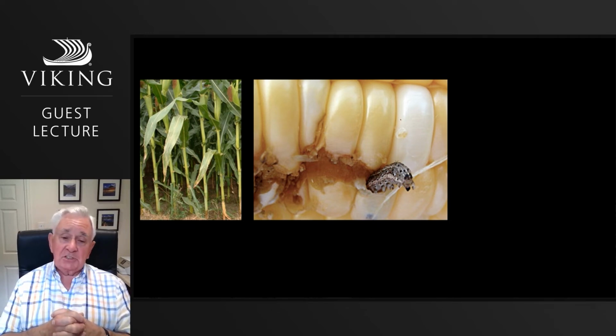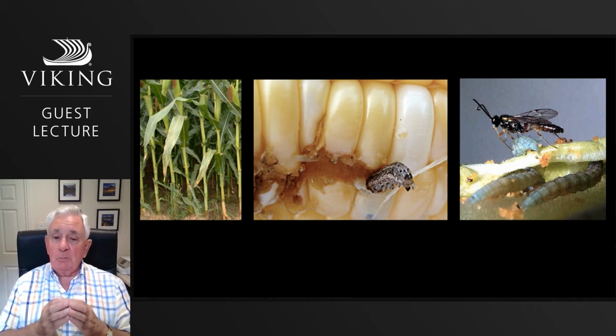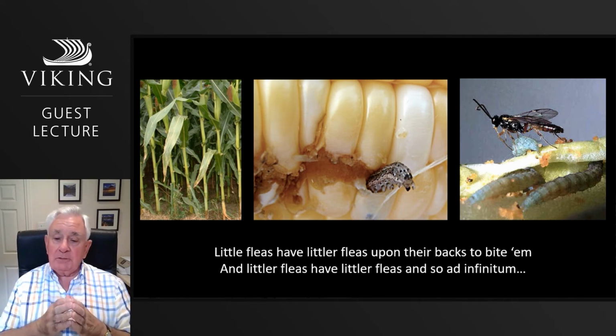Well, when that starts to happen, the corn plant puts out a signal. It's a chemical that volatilizes, it goes in the air, and that attracts parasitic wasps that come along and eat these larvae. And as Jonathan Swift, the author, said, "Little fleas have little fleas upon their backs to bite 'em, and littler fleas have littler fleas, and so ad infinitum."